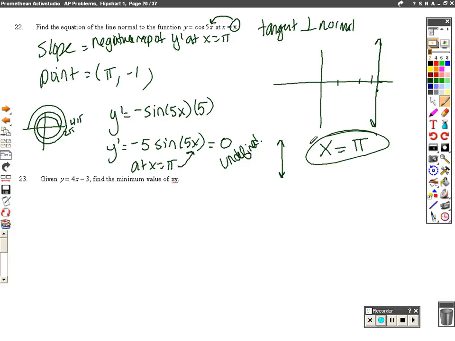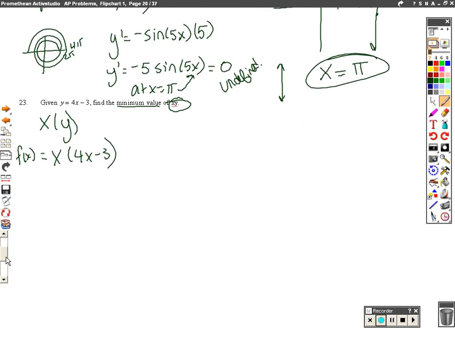All right, 23. Find the minimum value of xy. This is a really confusing way to write this problem. They literally want you to take x and multiply it by y, which in our case is x times 4x minus 3. It was really badly worded. And minimum value, they literally, like they're saying, they really want a minimum point. So here's our function. Our function is x times y. If I want to find the minimum point on a function, I'm going to need to take that function's derivative.